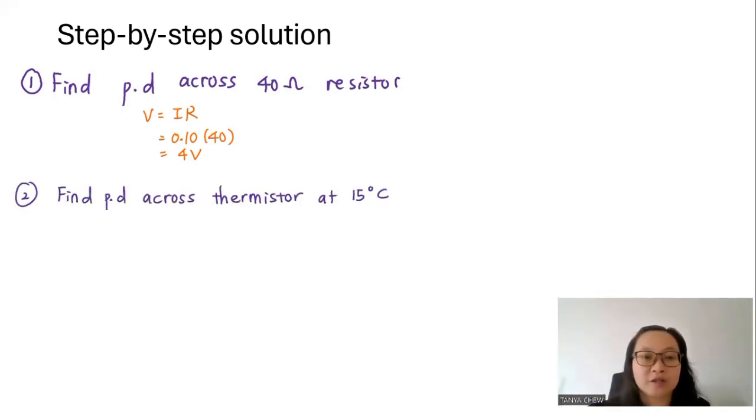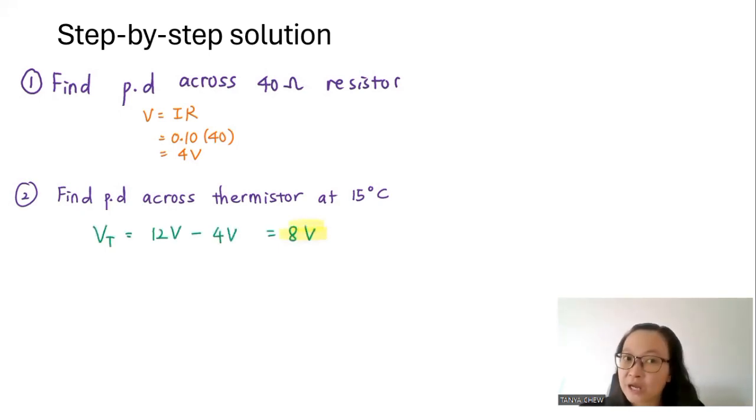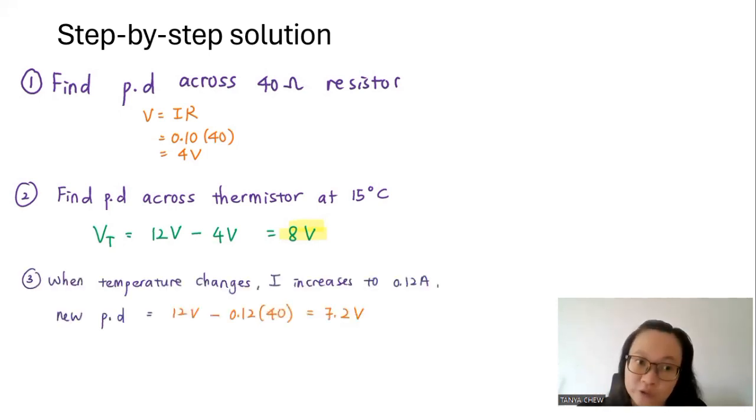So you find the PD across the thermistor after that at 15 degrees Celsius. So the total PD, because the thermistor and 40 ohm are connected in series, you just take 12 minus 4, that is 8 volt, right?